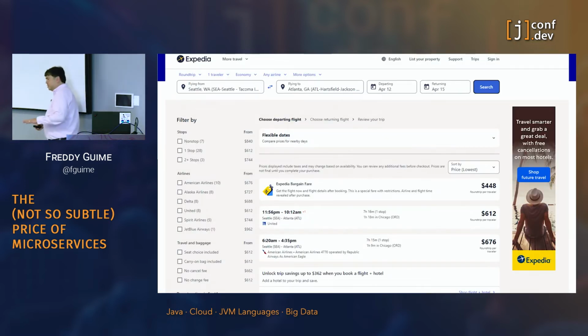So for those who don't know, Expedia is like an online travel agency. If you go to expedia.com, you can just search for hotels, you can search for cars. I work on what is called the flight stack. So every time you do a search for I want to go from London to Chicago, you're going through code that I wrote, or, well, me and my team wrote, right?